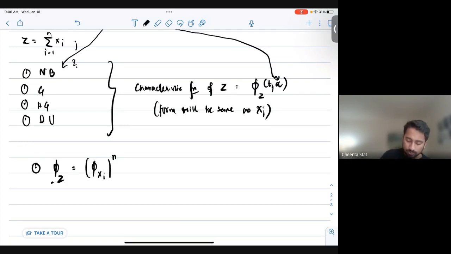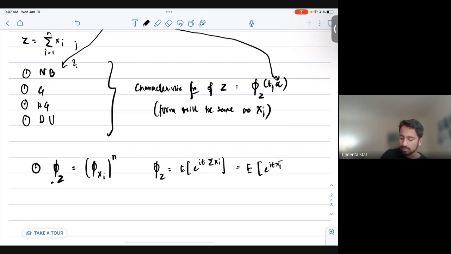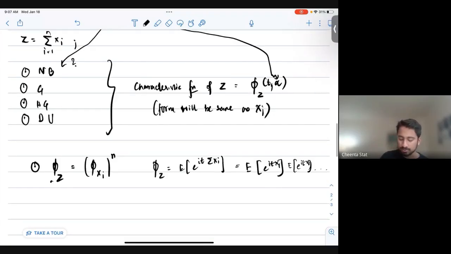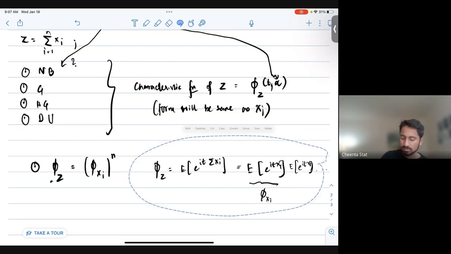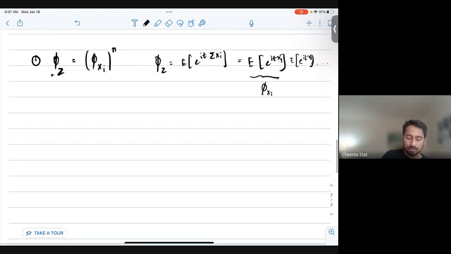Okay. Phi of Z is the expectation of e to the power itZ. Z is nothing but the summation of Xi, so you can write it as e to the power it X1 and so on, and you multiply it all out because the Xi are independent. They are nothing but phi of Xi, and all are IID, so it will be the same. Therefore phi of Z is equal to phi of Xi whole to the power n.